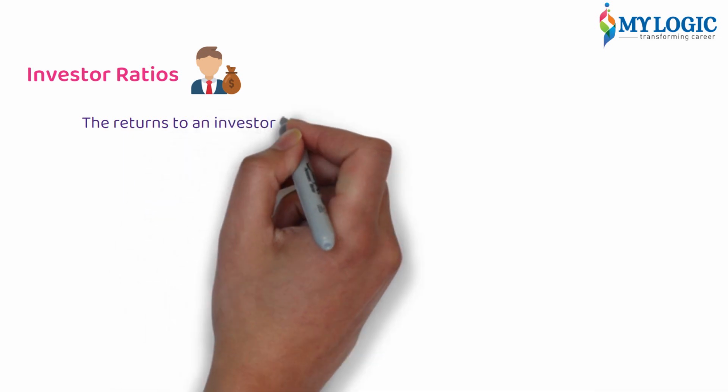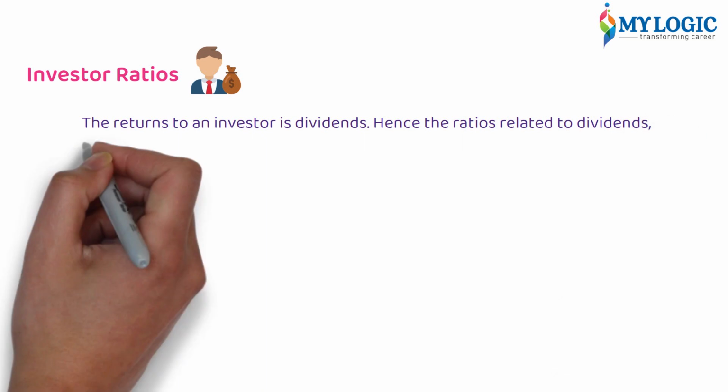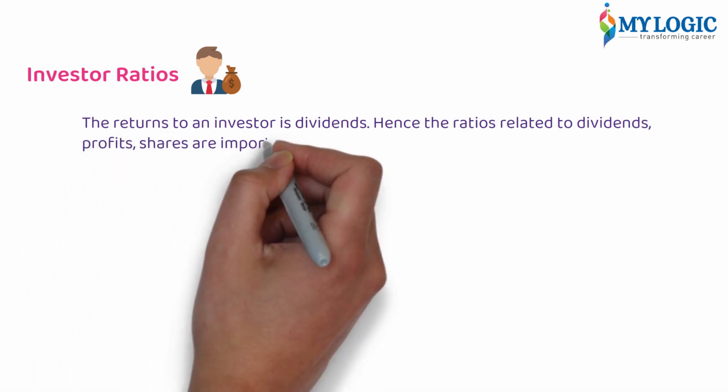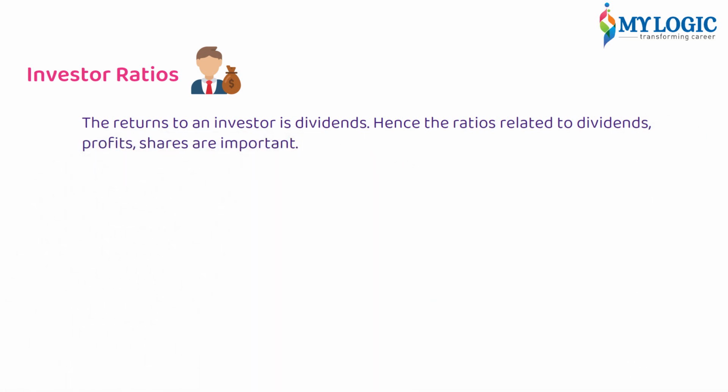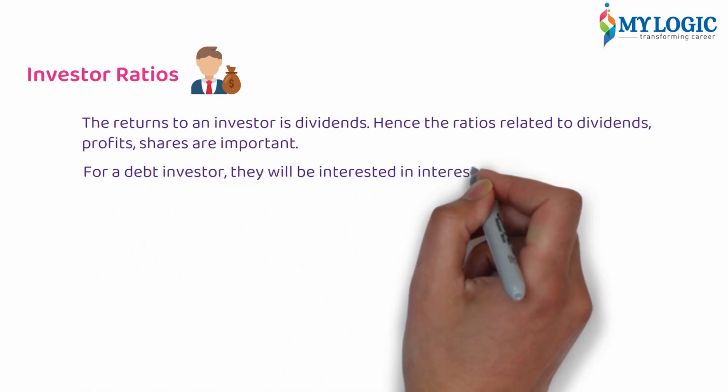Investor ratios. The returns to an investor is dividends. Hence, the ratios related to dividends, profits, shares are important. For a debt investor, they will be interested in interest yield ratio.